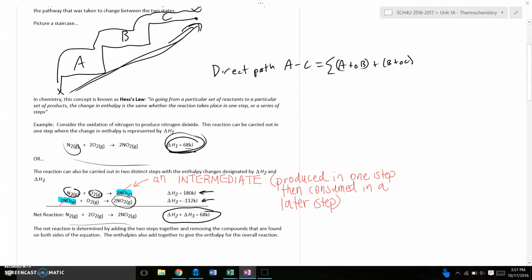Right, so the net reaction is determined by adding the 2 steps together and removing the compounds that are found on both sides of the equation. The enthalpies that also add together give the enthalpy for the overall reaction. Right, so that's just me restating what we've just done.